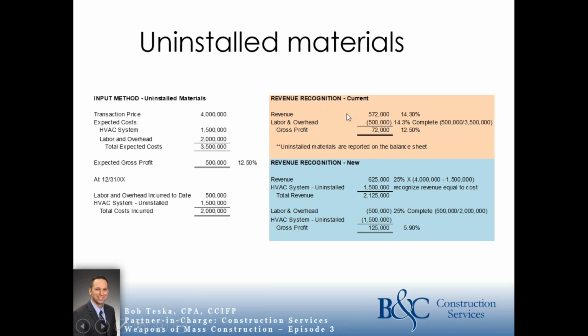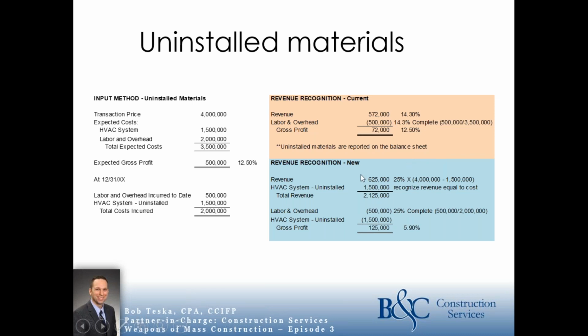Under the current, or really, like I said, at this point, the old revenue recognition standard, the uninstalled materials would end up on the balance sheet, and the only cost you would consider in your percentage of completion is this $500,000. So it'd be $500,000 over the $3.5 million. It's going to be 14% complete, and you're going to recognize 14.3% of revenue. So you've got a gross margin of $72,000 or 12.5%. And then, like I said, those uninstalled materials end up on the balance sheet.